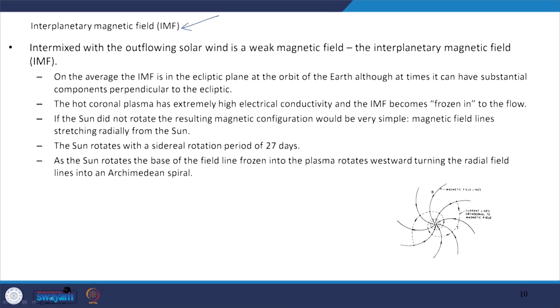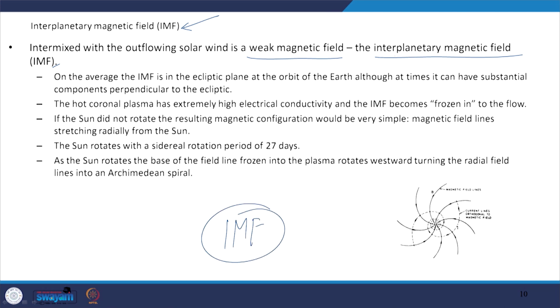Right. So, that is the basis. I think we have discussed that at some point, but that is the origin of all this solar wind flow. So, associated with this solar wind flow, we define the interplanetary magnetic field. Intermixed with the outflowing solar wind is a very weak magnetic field, which is called the interplanetary magnetic field, or we generally call it the IMF.